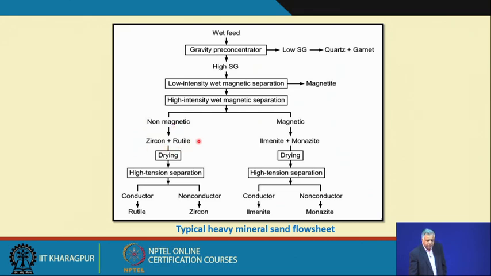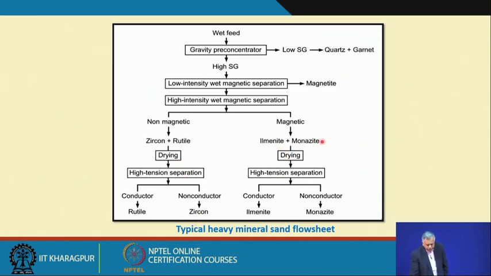Now, these non-magnetic particles are zircon and rutile. How do I separate them? I want to use an electrostatic separation. To increase the effectiveness of electrostatic separation, they have to be dried. So, you use a dryer and then you pass it to a high tension separation based on the conductivity of these two. The rutile is an electrically conductive material. So, I get rutile and zircon separated here.